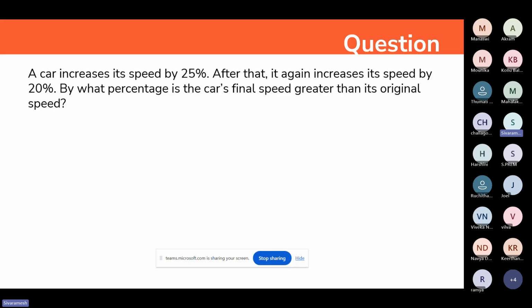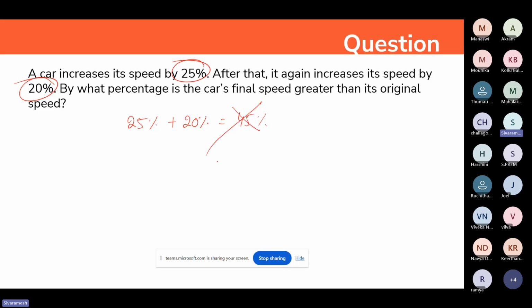A car increases its speed by 25%. After that, it again increases its speed by 20%. By what percentage is the car's final speed greater than its original speed? What basically people will think is that the car increases speed by 25% and again increases its speed by 20%. So the overall increase is 45%.